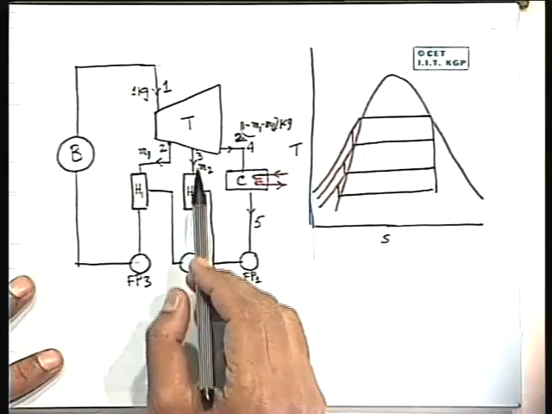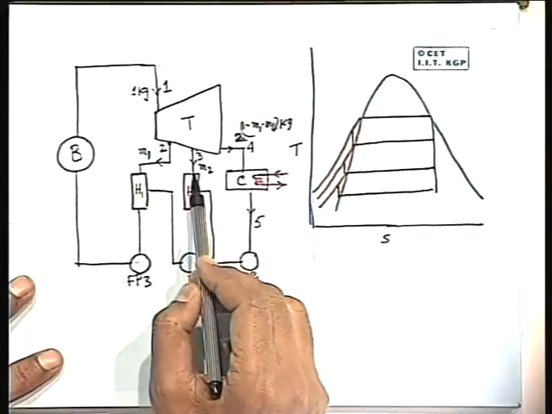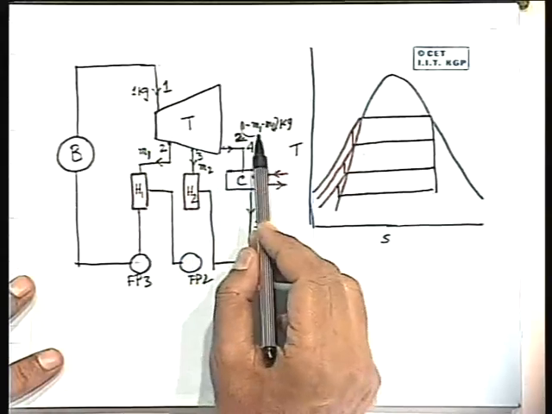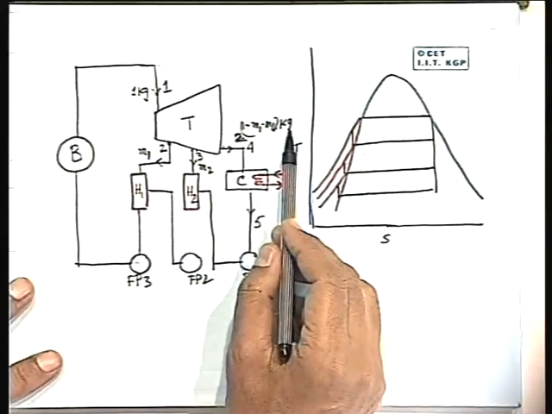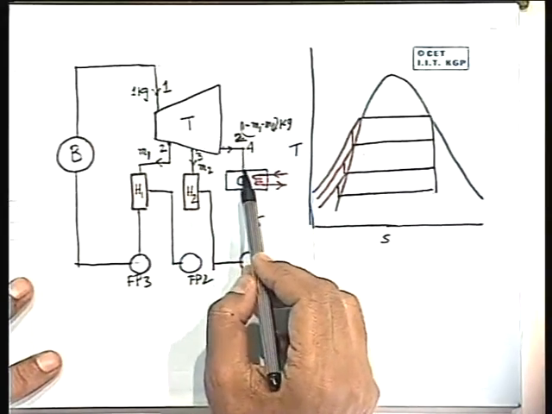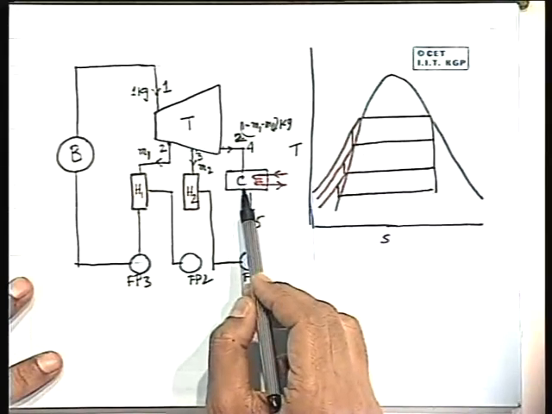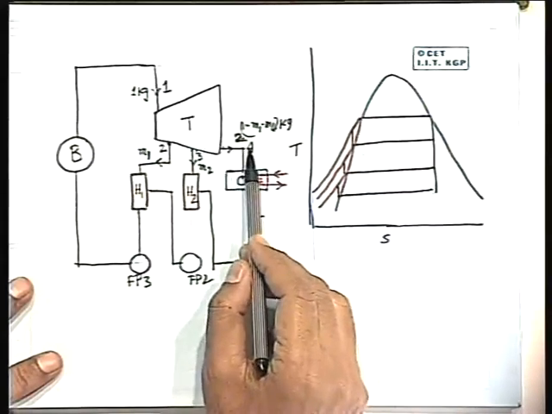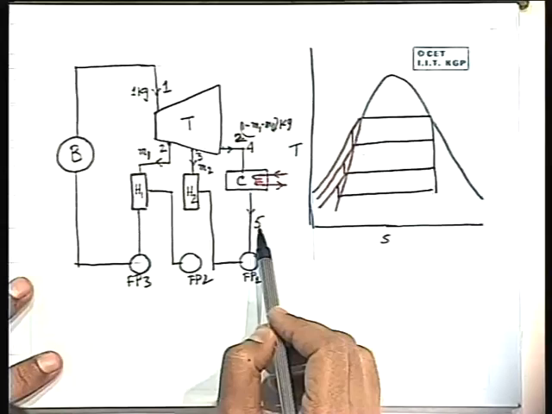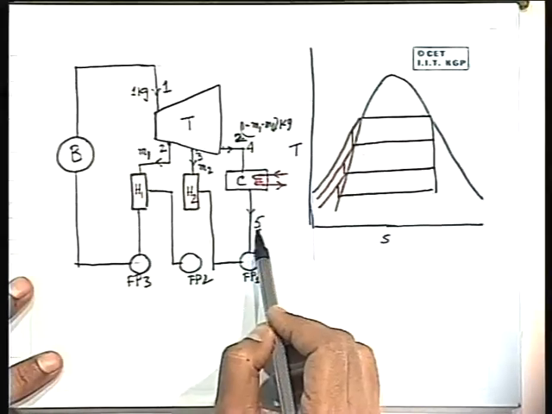I am analyzing this. Then 3 to 4 final expansion takes place, with 1 minus m1 minus m2 kg of mass. So this 1 minus m1 minus m2 kg of mass is condensed at the condenser pressure. So that is 4 to 5, that means it is condensed to the saturated liquid.